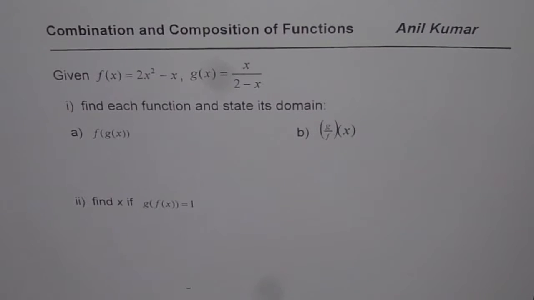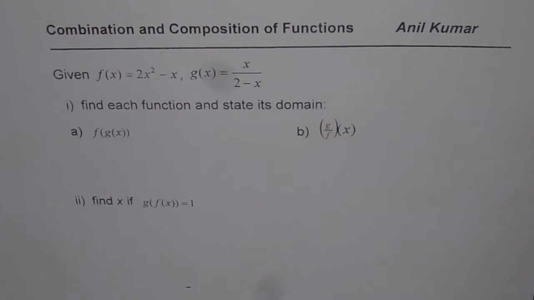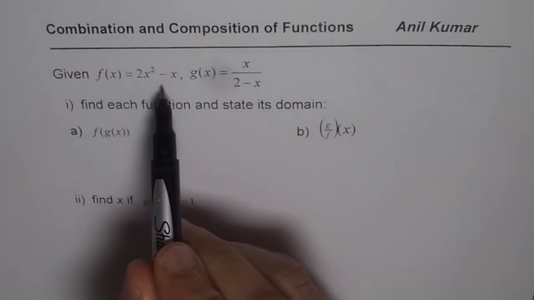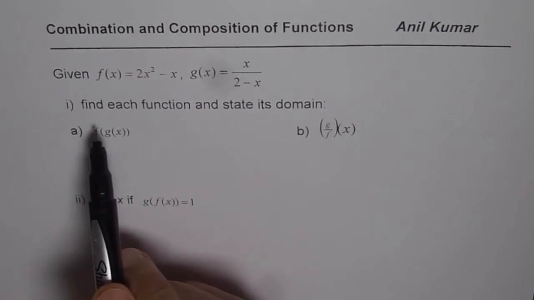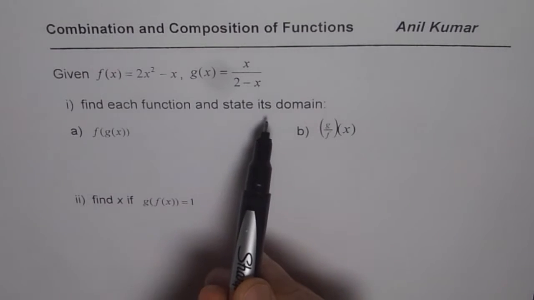I'm Anil Kumar, and now I'll discuss with you a test problem on combination and composition of functions. Given f of x equals 2x squared minus x, g of x equals x over 2 minus x, find each function and state its domain.